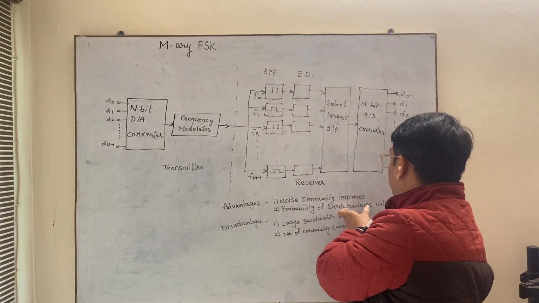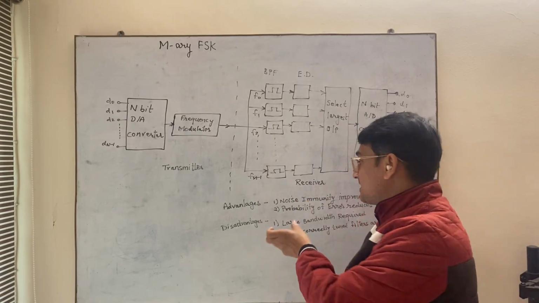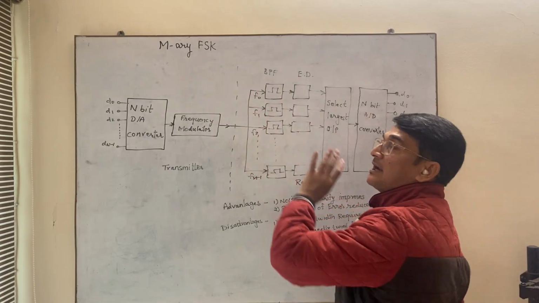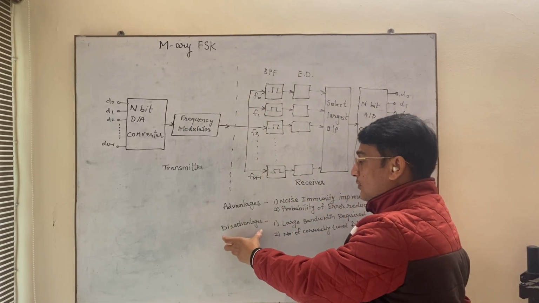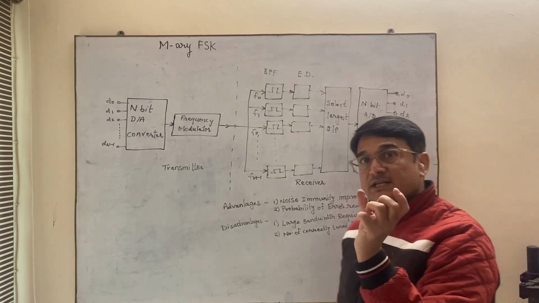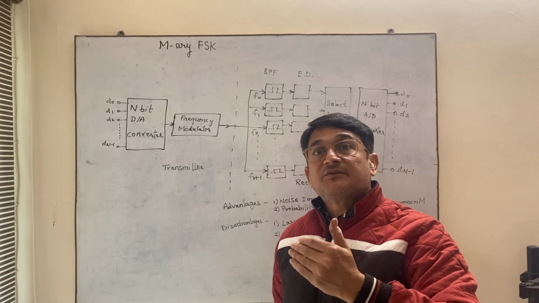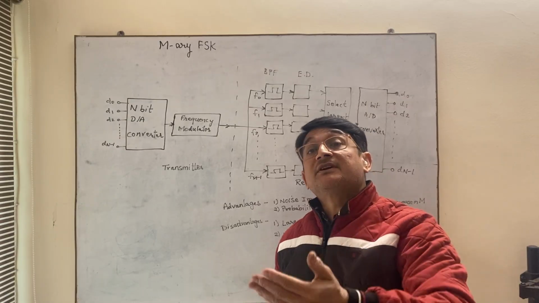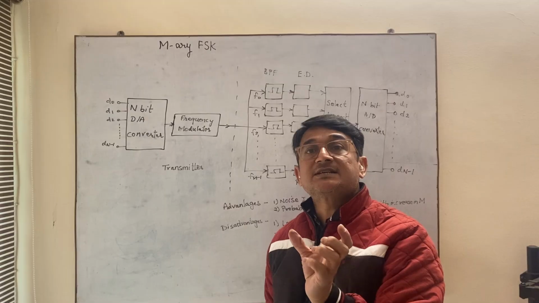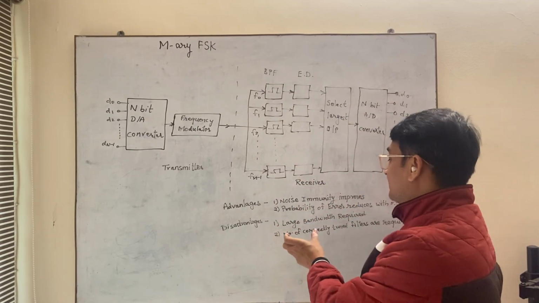The second advantage is that the probability of error reduces with increase in N. As the number of symbols increases, the probability of error reduces. These are the two advantages of the M-ary FSK technique. Now comes the disadvantage: large bandwidth is required. Obviously the carrier shifts from its original position, and it shifts for M different symbols. So the overall bandwidth to accommodate the M-ary FSK signal will be more. We need a large bandwidth to transmit an M-ary FSK signal.